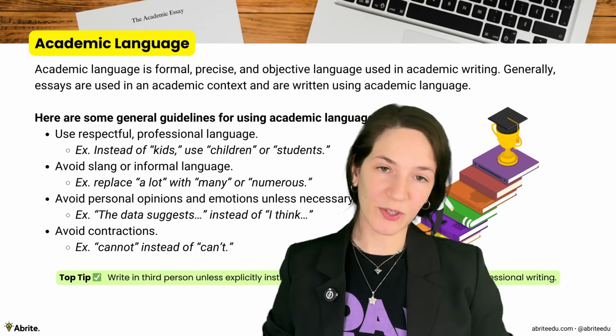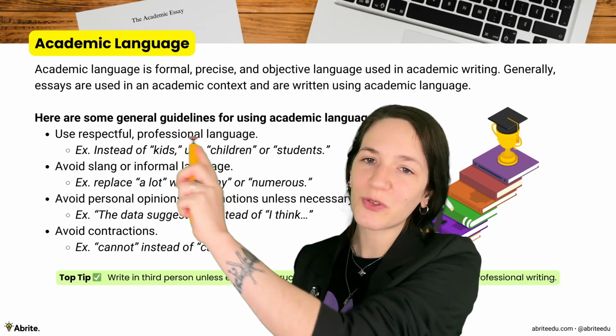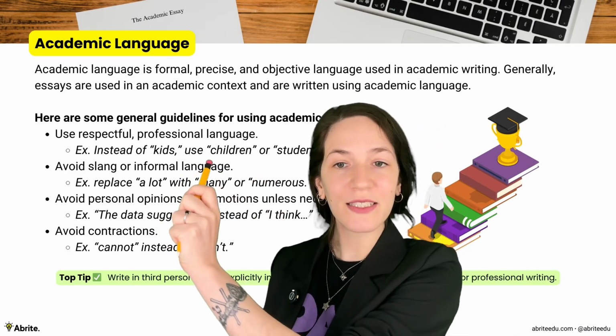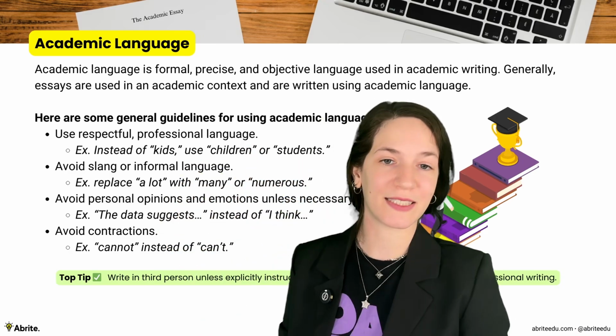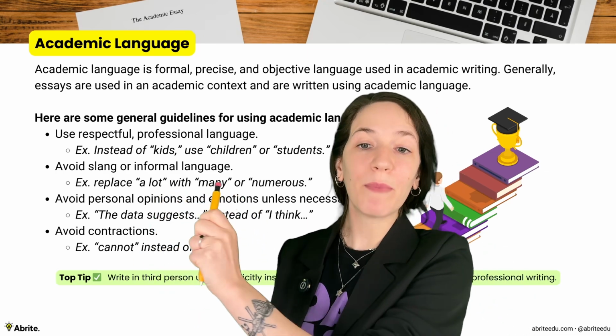Speaking of academic language, here are some guidelines you can follow for writing formally. First and foremost, use professional language. So instead of saying kids, you might use the term children or students. And avoid slang or informal language. So instead of saying a lot, we might say many or numerous.